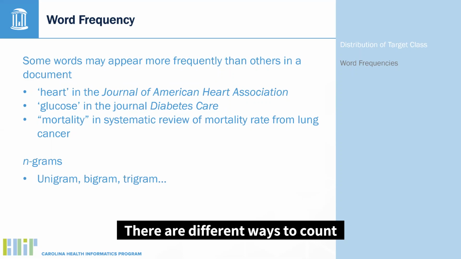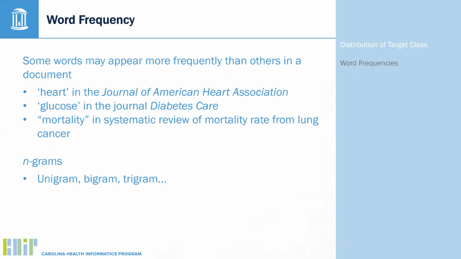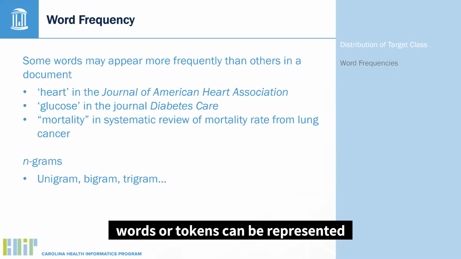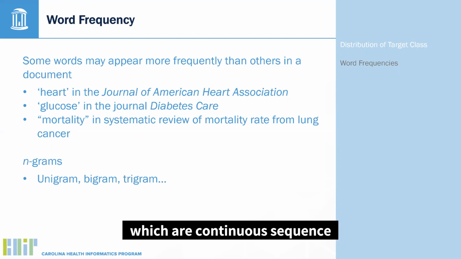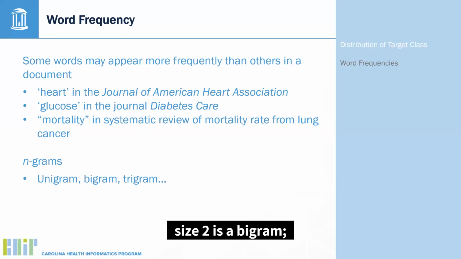There are different ways to count the frequencies of each word or token. In text mining, words or tokens can be represented as n-grams, which are a contiguous sequence of n items from a given text. An n-gram of size 1 is referred to as a unigram. Size 2 is a bigram. Size 3 is trigram.